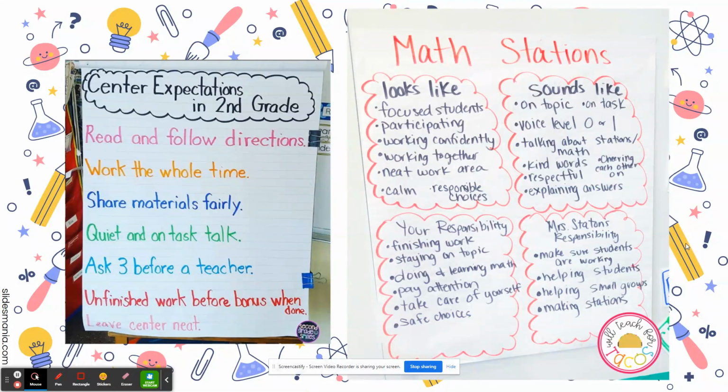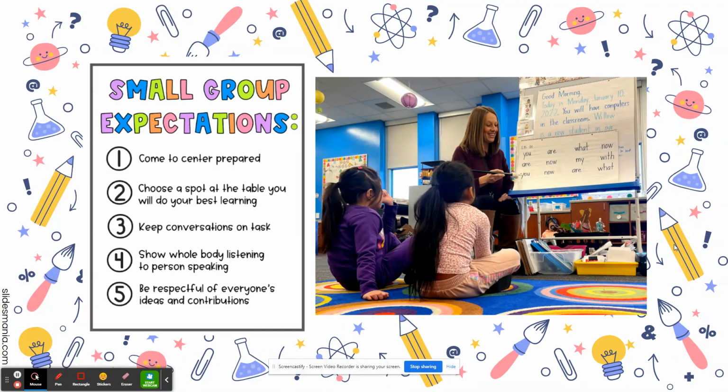Before we start small group instruction, we can brainstorm as a class what those small group expectations would look like. You can do this whole group, or you can have a teacher station, and at each small group that comes to you, you can come up with your own small group expectations together as a small group. And this is just another example.